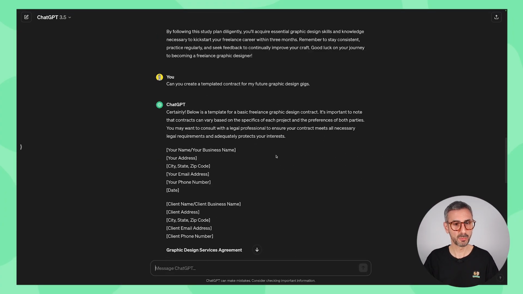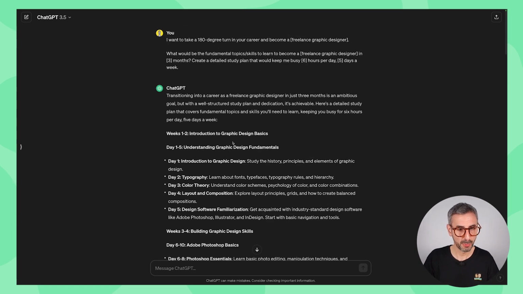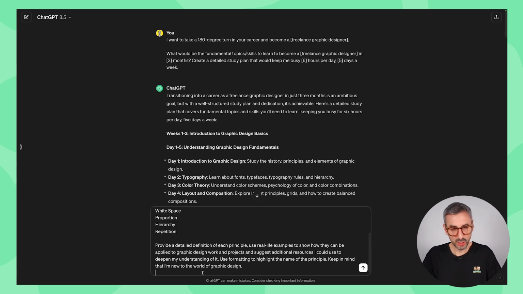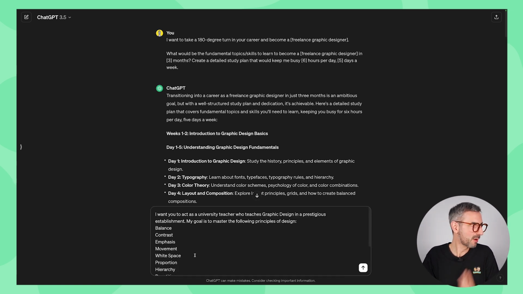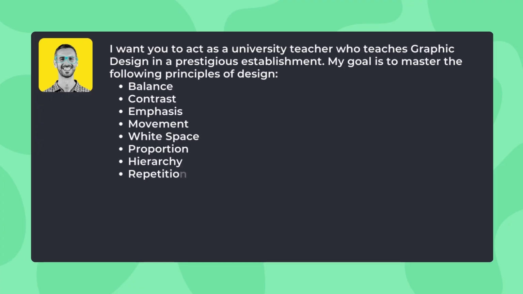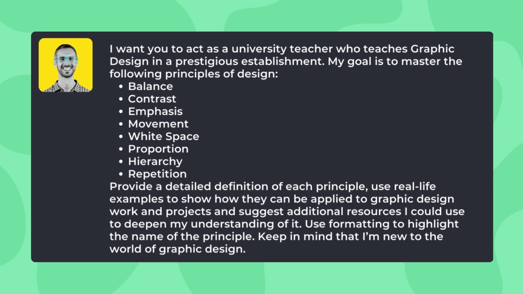I want to show you an example of a prompt to go much deeper into a specific point here. For example, if we come back to the beginning of our learning plan, understanding the graphic design fundamentals, okay, day 1 to 5. So if I was to study graphic design fundamentals in a much deeper way, I could use a prompt like this one. I want you to act as a university teacher who teaches graphic design in a prestigious establishment. My goal is to master the following principles of design. And then I will list a few of them: balance, contrast, emphasis, movement, white space, proportion, hierarchy, and repetition.